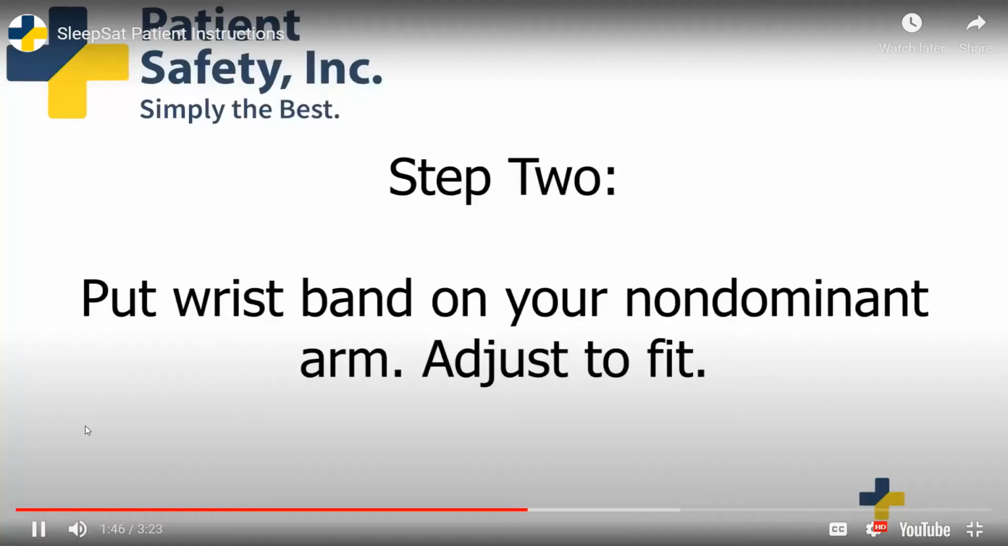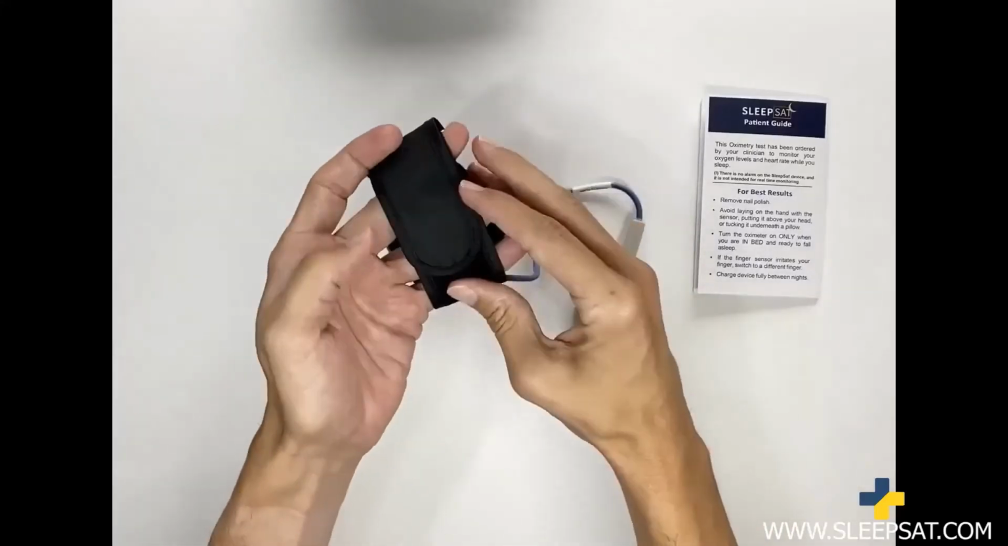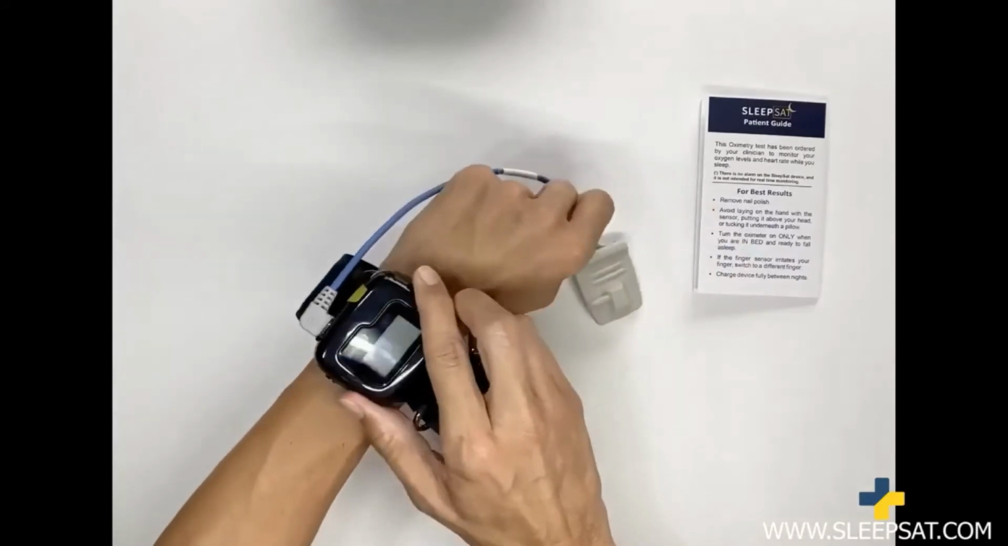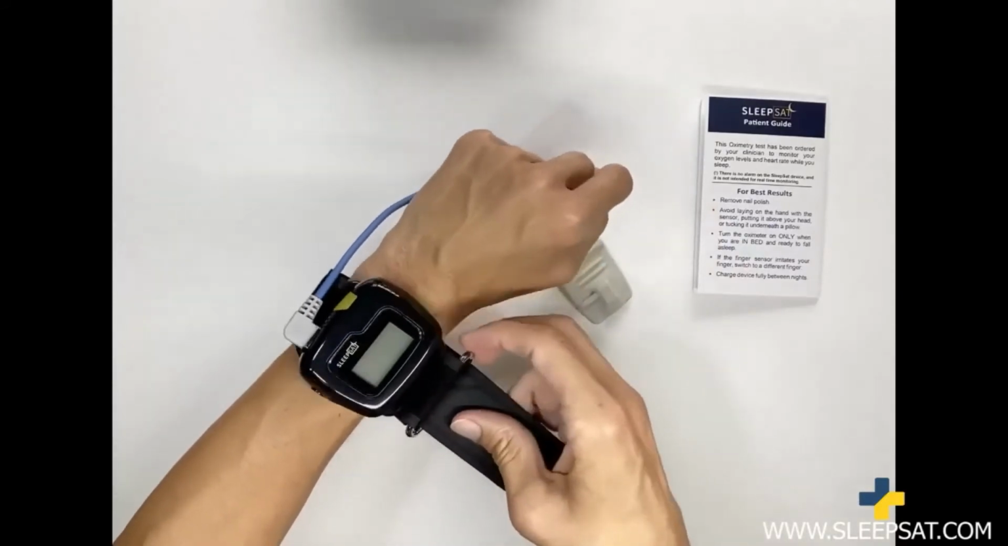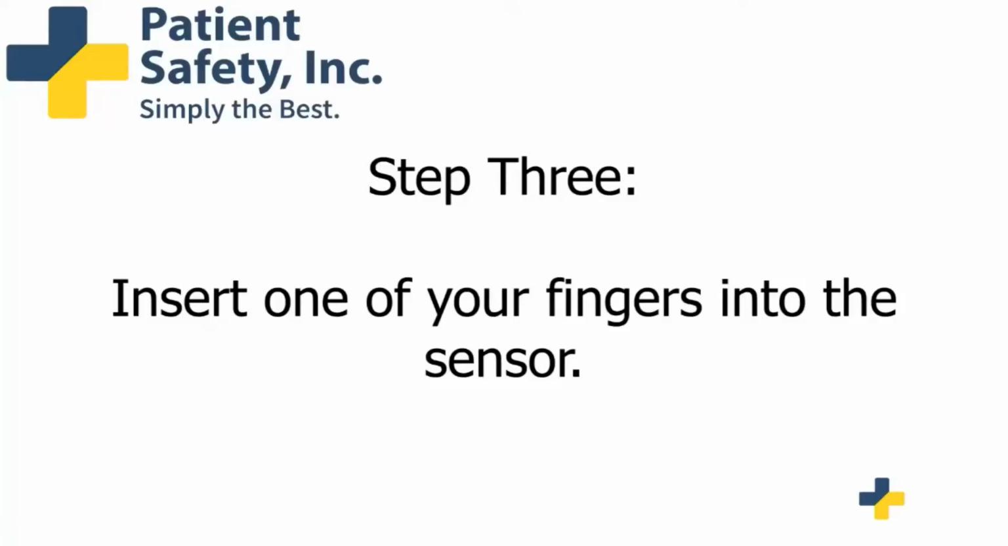Step 2. Put wristband on your non-dominant arm. Adjust to fit. Step 3. Insert one of your fingers into the sensor. Make sure your finger is inserted completely. Your fingertip should touch the end of the sensor.